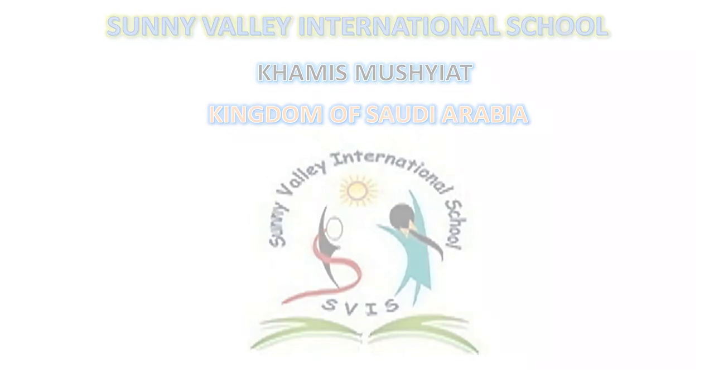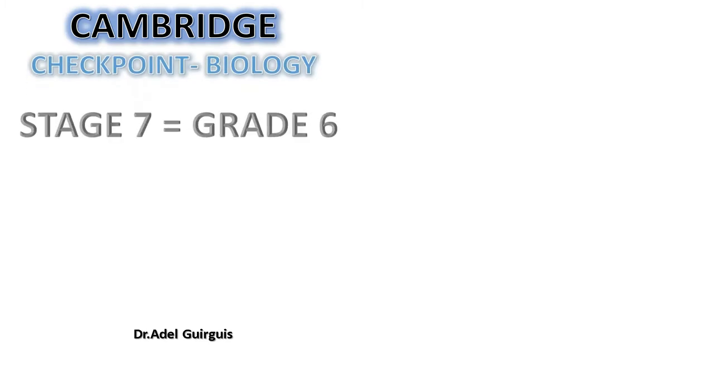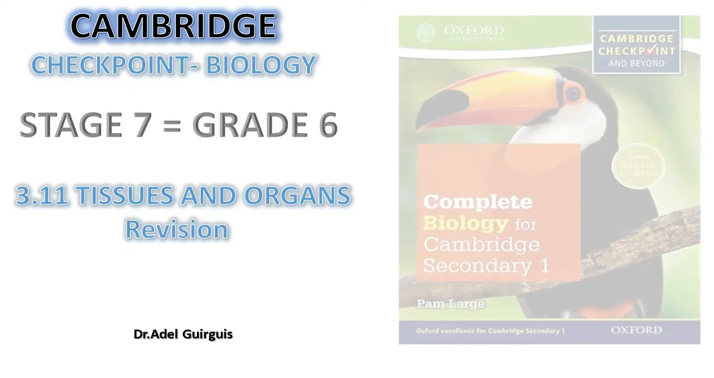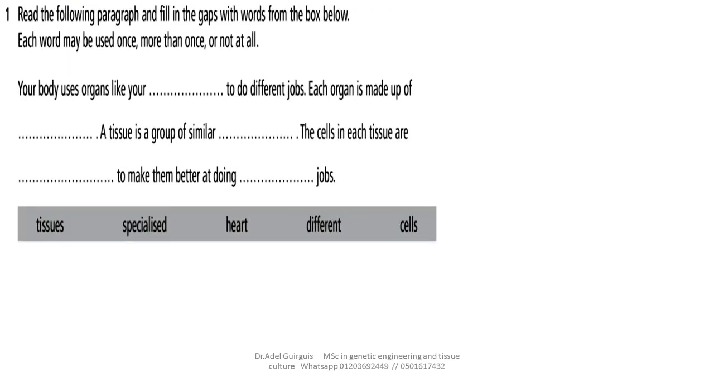Today we will revise together 3.11 tissues and organs. Let's start our revision. Number 1, read the following paragraph and fill in the gaps with words from the box below. Each word may be used once, more than once, or not at all.